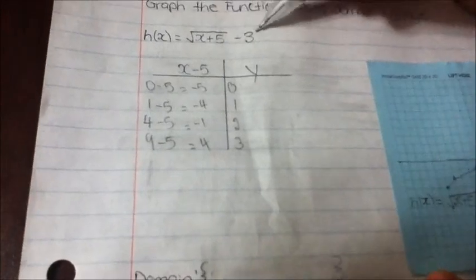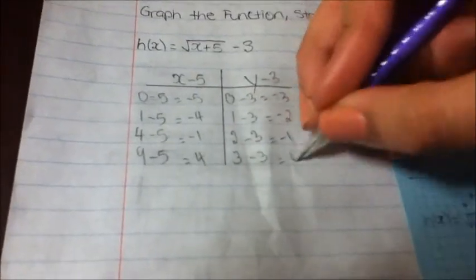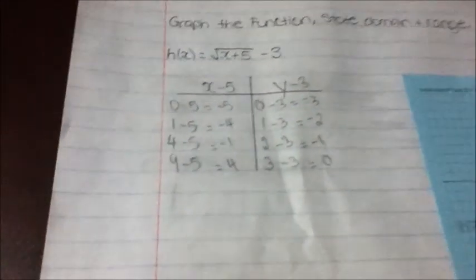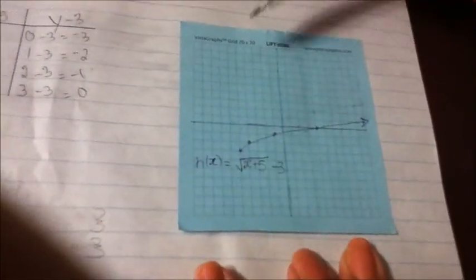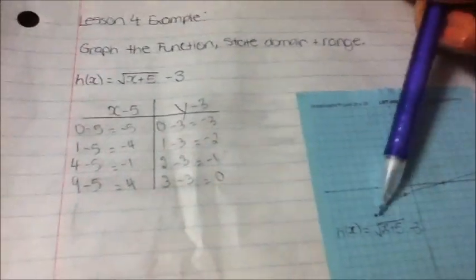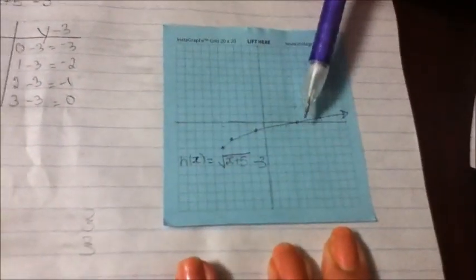Now we have this negative 3 left, and this is affecting the y values. So now we have to make that change to all of the y values. So we have negative 3, negative 2, negative 1, and 0. So now we have to graph this function. I've already graphed it here. You have to just plot the points. So you'd plot it at negative 5 and negative 3 and continue plotting the points onwards.